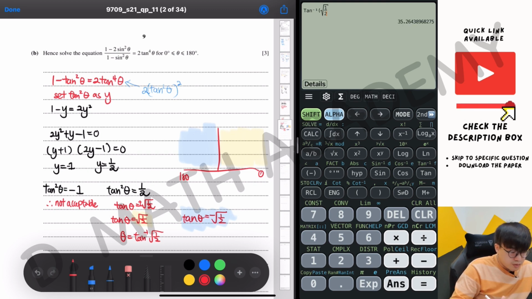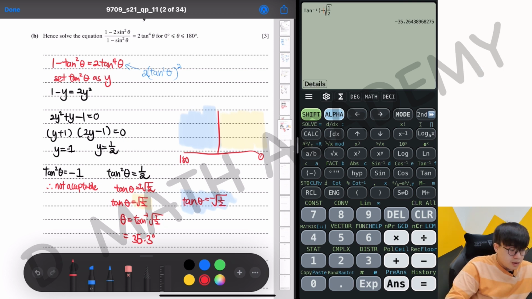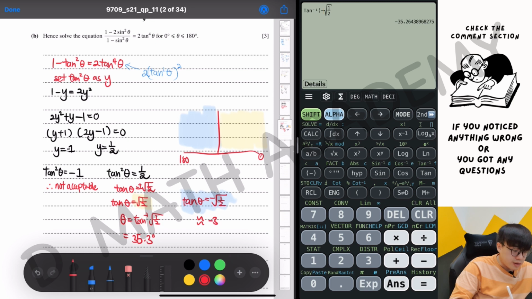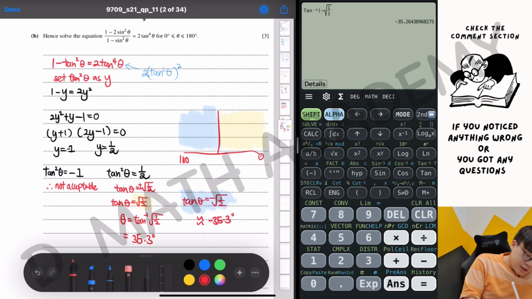Okay, make sure you change it back into degree mode. It is actually 35.3 degree. Okay, and for the other one, when you key in a negative at the front, you will get a negative result, negative 35.3. However, because of our range here, there's no negative, so it cannot be accepted. The negative is actually somewhere here, where you can reflect it to the other side and do something like this. So to get to the results here, we'll be taking 180 minus 35.3.